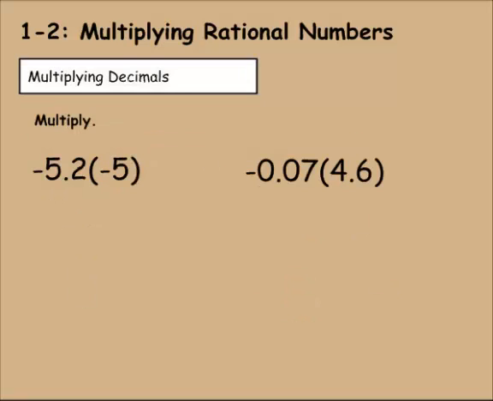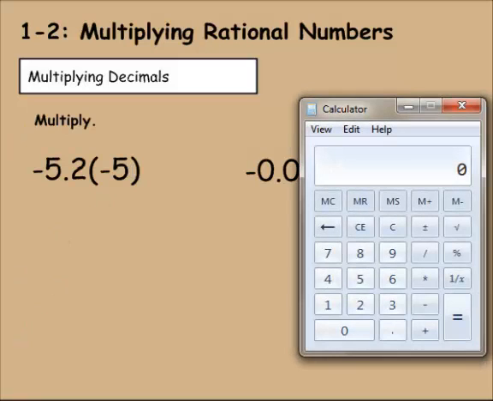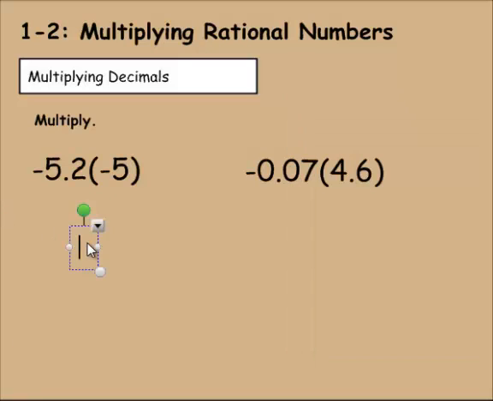Now for decimals. Decimals are going to be the easiest here because we can just multiply and then apply the negative and positive rule. So we have 5.2 times negative 5. If we're going to multiply that, we just do 5.2 times 5, which would be 26. And then we have a negative and a negative, so that would be a positive 26.